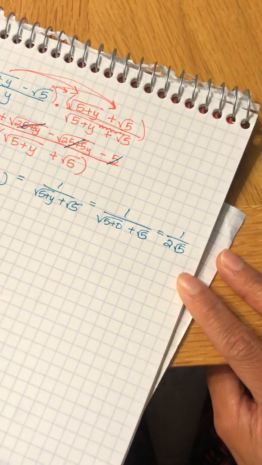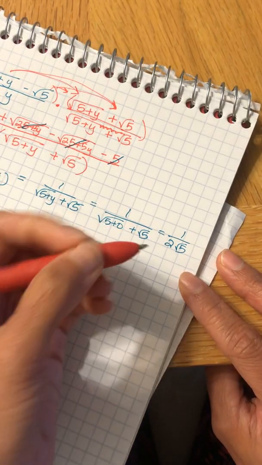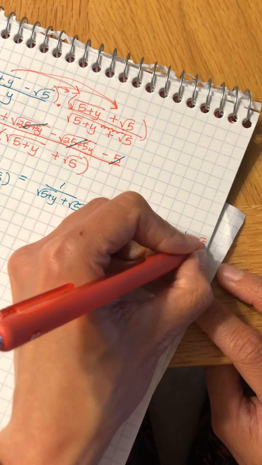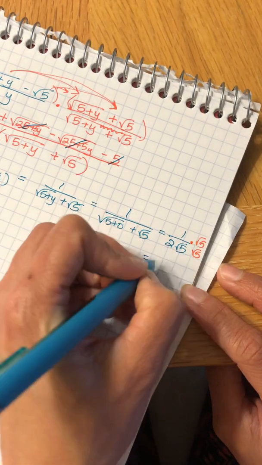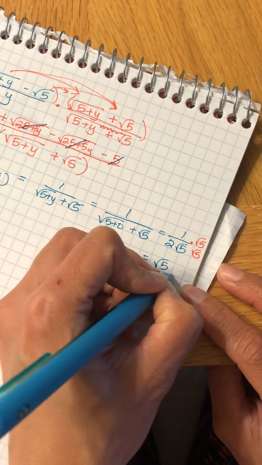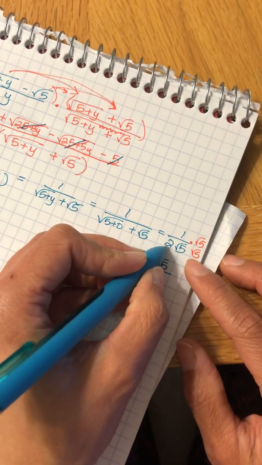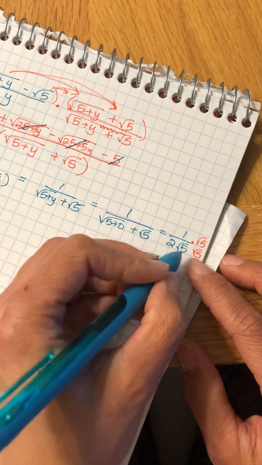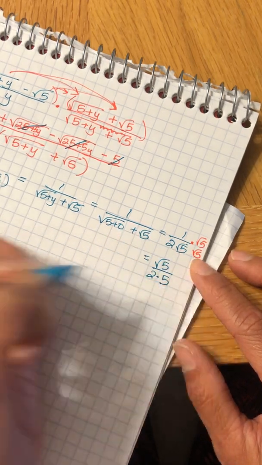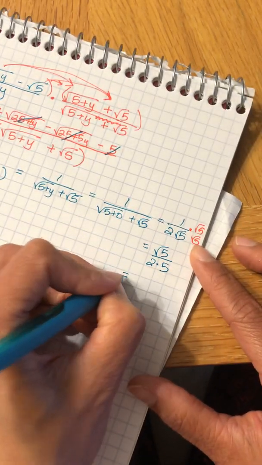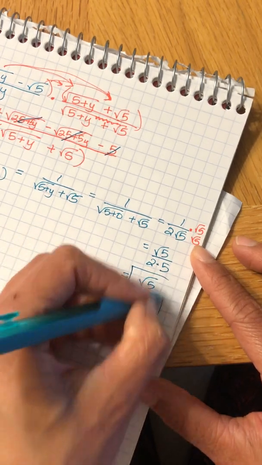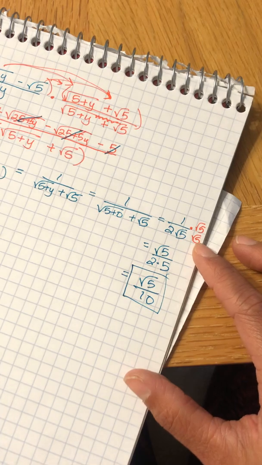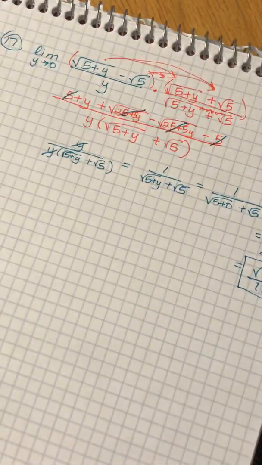And I'm not done yet because we can never ever ever leave a radical in the denominator. So I'm going to multiply top and bottom by radical 5. And I get the square root of 5 over 2 times radical 5 times itself, which means 5 gets to come out. So this becomes radical 5 over 10, and that is the limit. Okay, so that was 17.